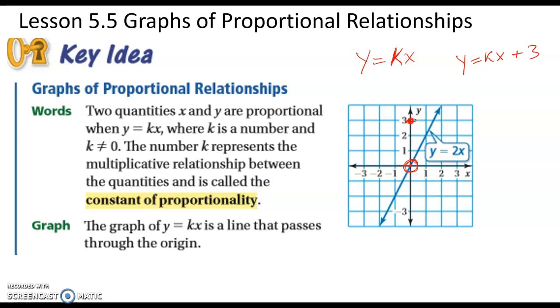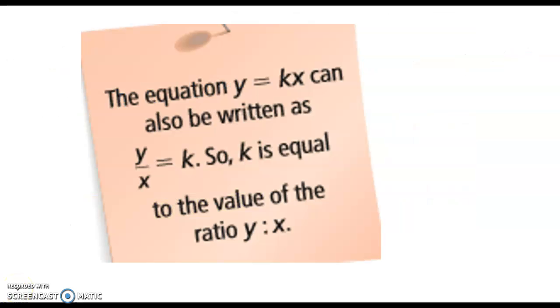So let's turn the page. Guess we're not turning the page yet. There's a little thing right here. The equation y equals kx can also be written as y over x equals k. So k is equal to the value of the ratio y over x.